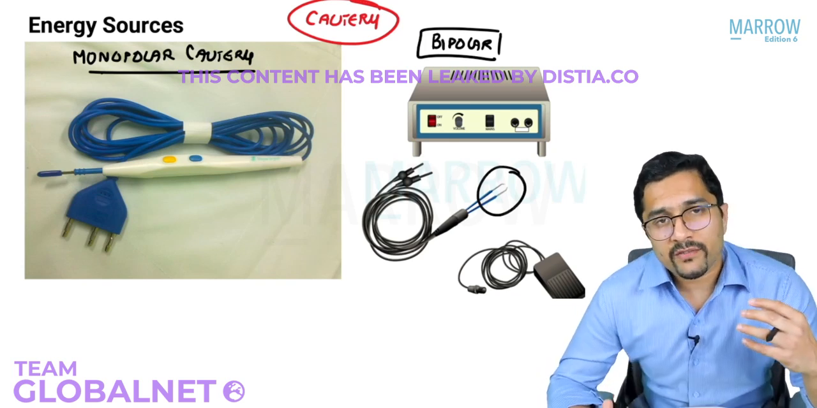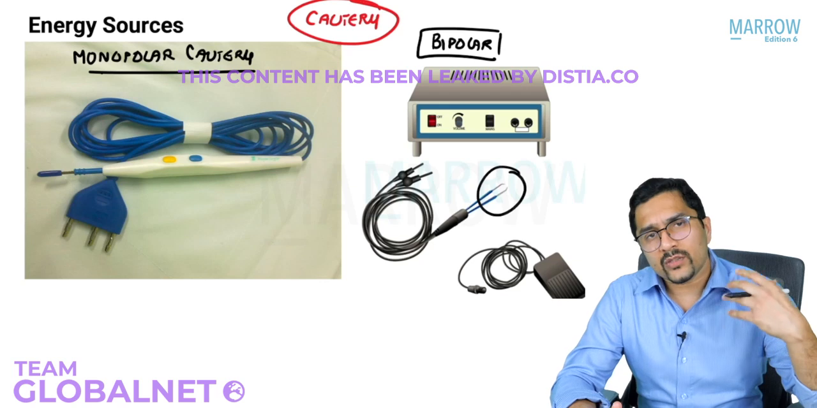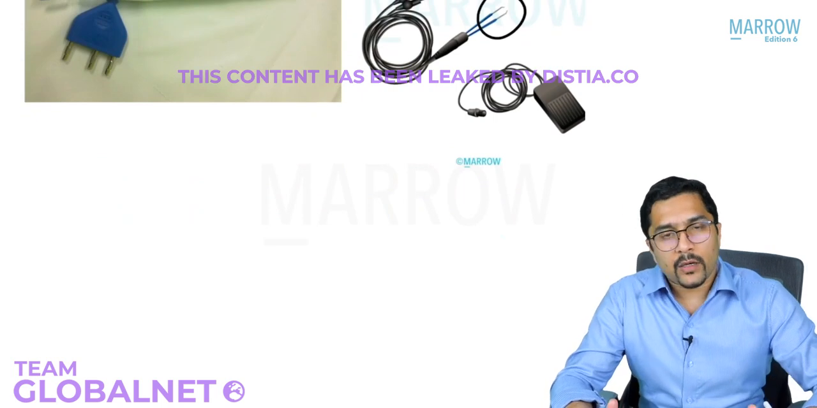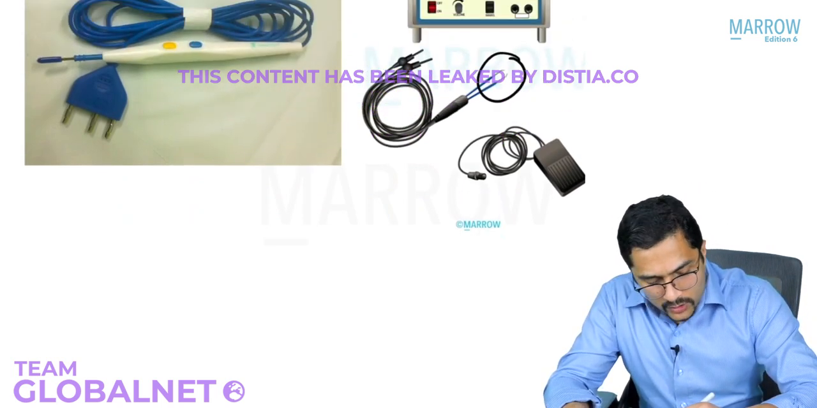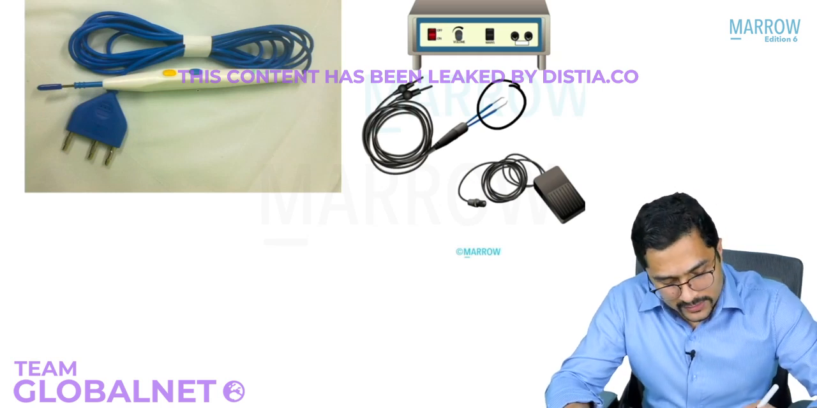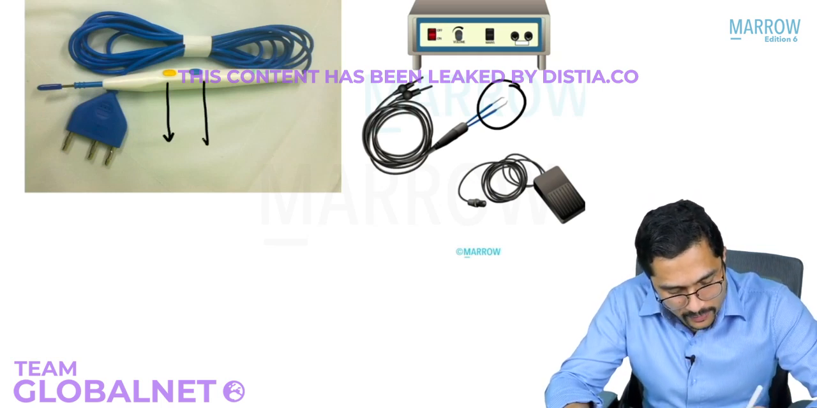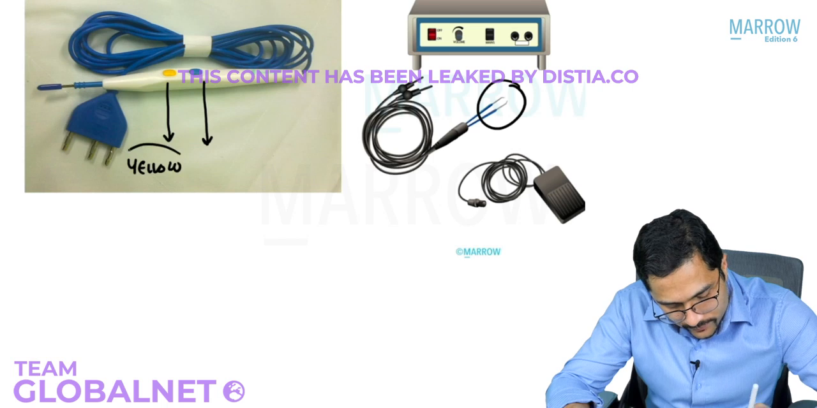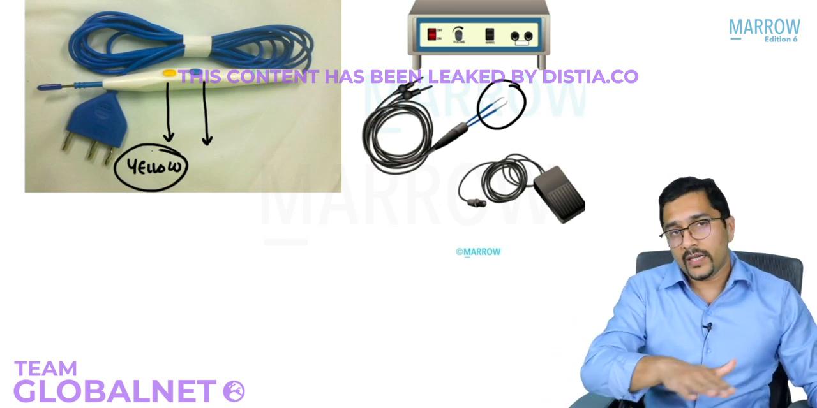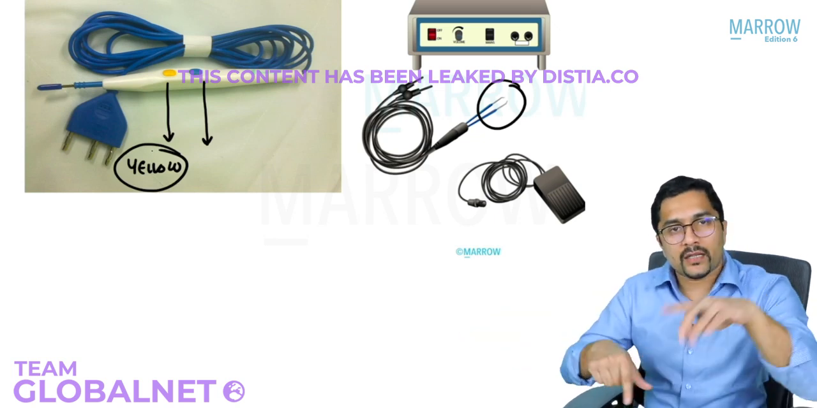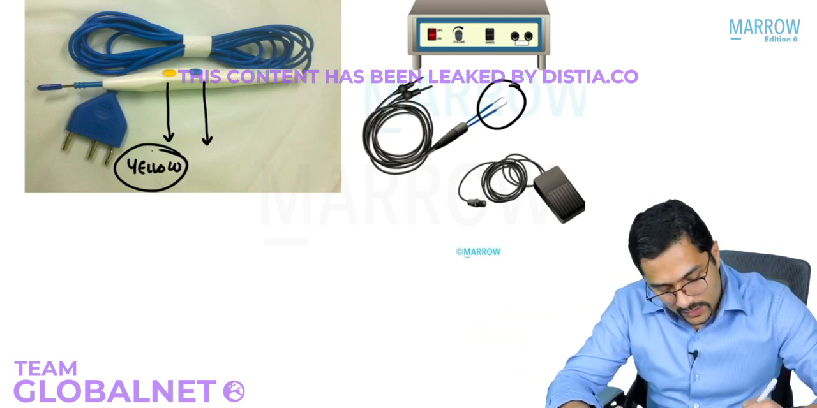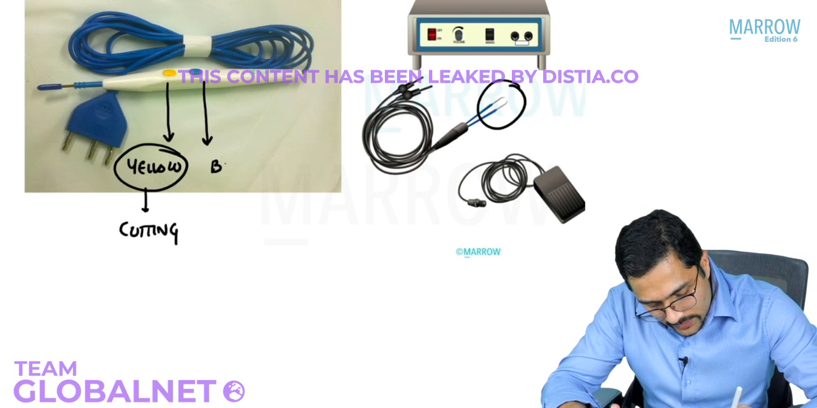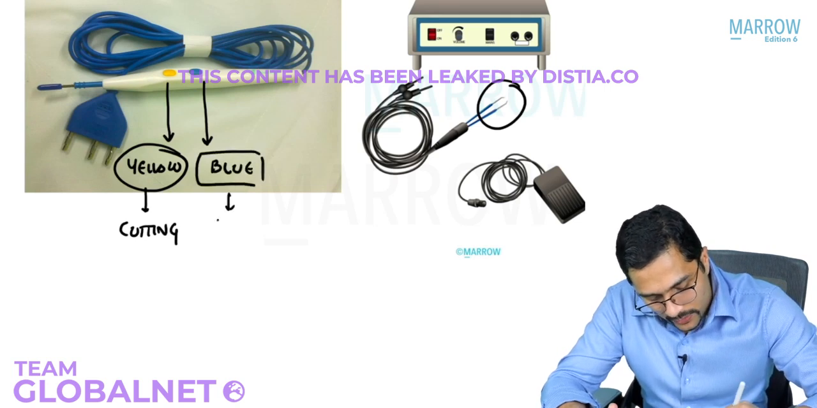Now, what are the differences between monopolar cautery and bipolar cautery? How is the functioning different? Let's discuss that. So, let's first discuss a monopolar cautery. You can see in this image that this pencil-like thing has two buttons. It has a yellow button and a blue button. If the surgeon presses the yellow button, or you must have seen a yellow foot paddle, right? If you've gone to the theater, you must have seen that there's a foot paddle which has a yellow button and a blue button. If the surgeon presses the yellow one, then cutting of the tissue occurs. Whereas if the surgeon presses the blue one, then coagulation occurs.